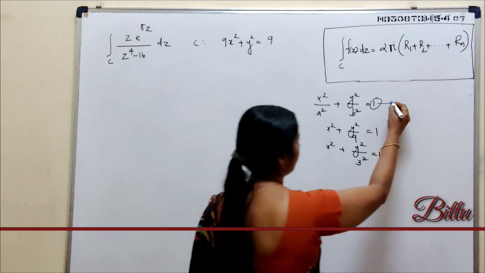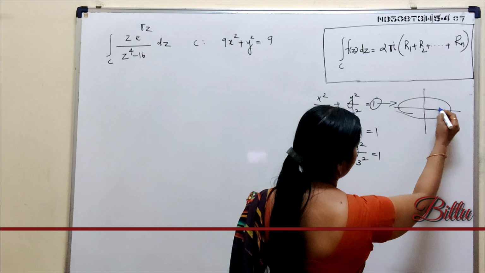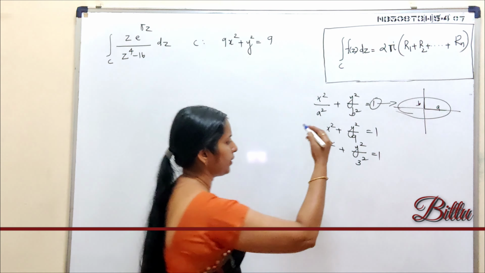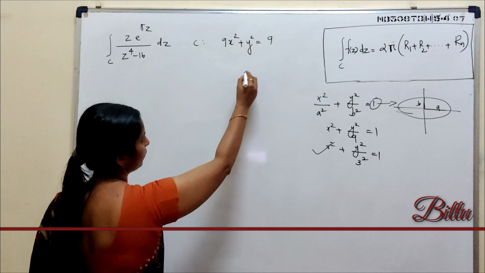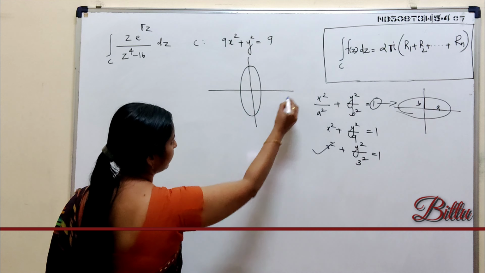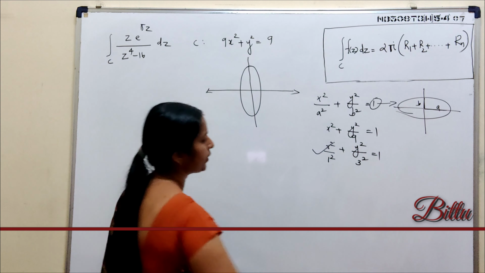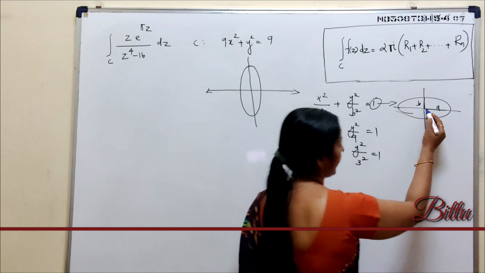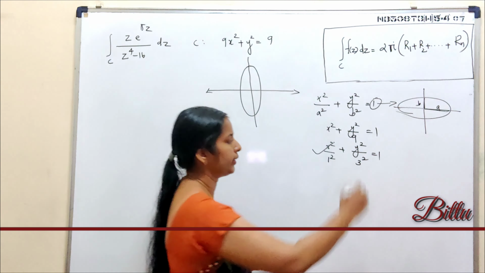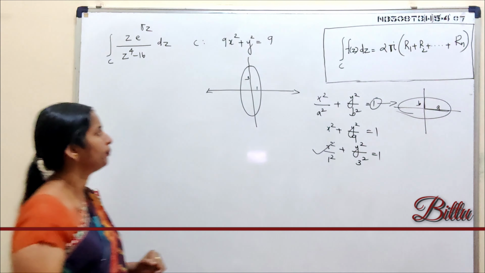The given ellipse is this one, and its lengths are A and B. Here A is 1 and B is 3. This is its minor axis, with 1 unit length, and the major axis is with 3 unit length. So this length is 1 and this length is 3.